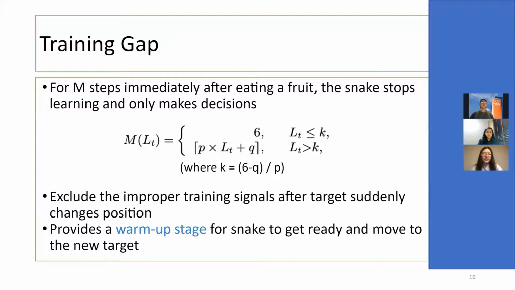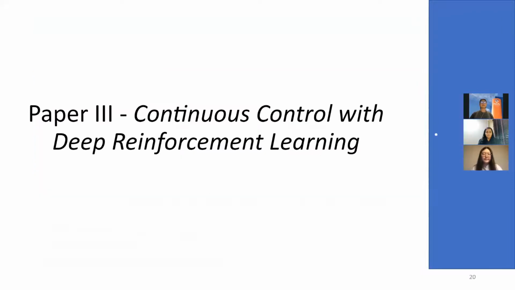That's all for the literature review for paper 2. And now I'll pass the time to my teammate Zhengyang. Thank you, Siyi. So in this part, I will present to you the paper, Continuous Control with Deep Reinforcement Learning.